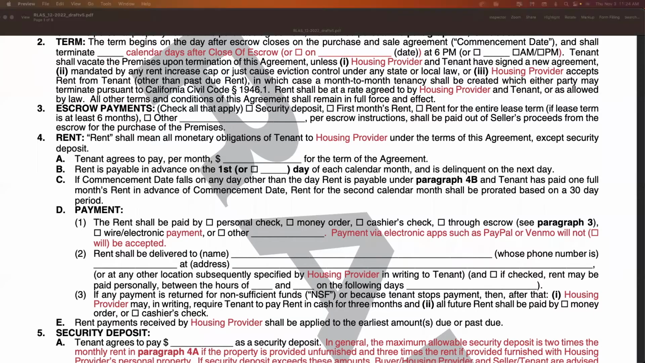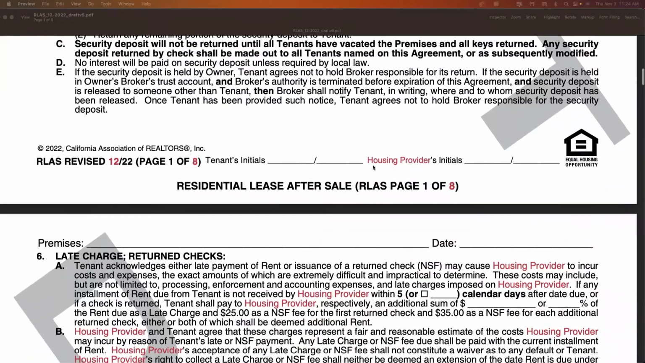Okay. All right. So that's the RLAS. Now remember, the RLAS is only required when the seller is remaining in possession for 30 days or more. Okay. If the seller is remaining in possession for 29 days or less, then you're going to use the seller license remaining in possession, or the SIP. Okay.